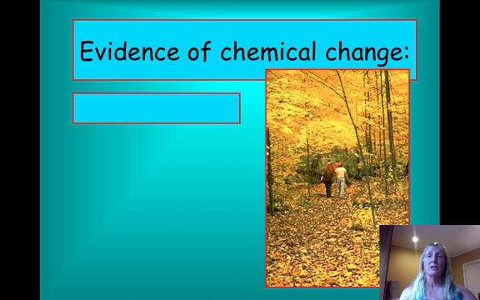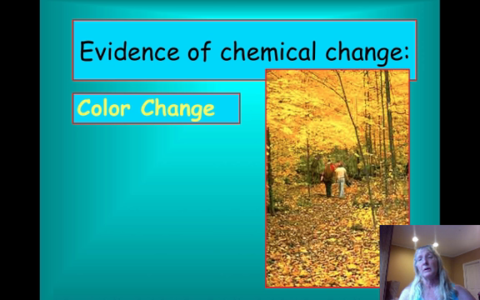Another evidence of chemical change could be color change. Now this one is a little trickier, so let's look at the one in the example here. In the fall, the green chlorophyll that had been present in the leaves of these trees starts to diminish, and that allows the more beautiful orange and yellow and red plant pigments to be able to come to the forefront. So we see the change in the color of leaves, and that is a chemical reaction.